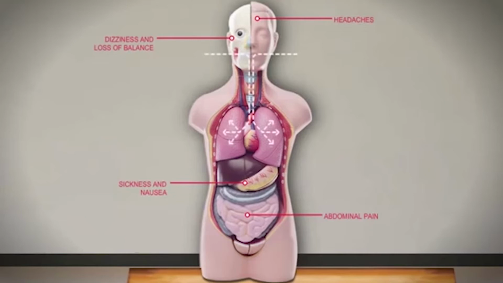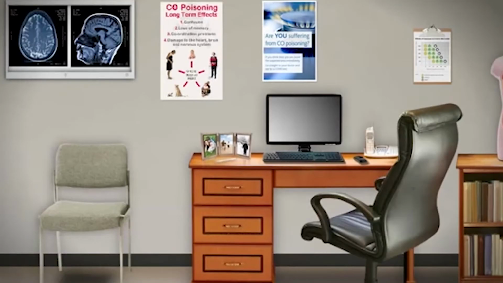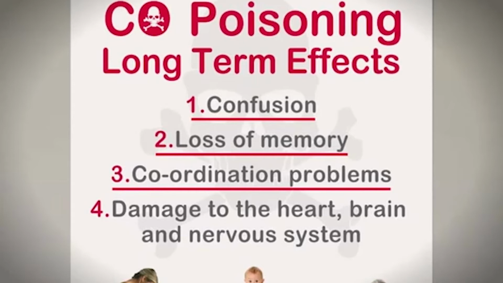The longer CO gas is breathed in, the worse the symptoms become, including loss of balance, loss of vision and memory, and eventually unconsciousness. This can happen within just a few minutes or hours, depending on the amount of CO in the air. Some symptoms can occur a few days or months after CO has been breathed in, including confusion, loss of memory, and problems with coordination.